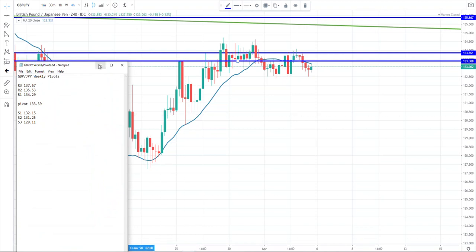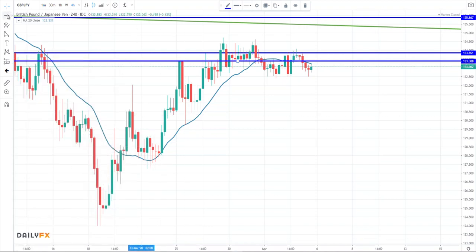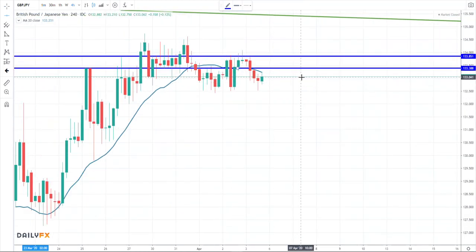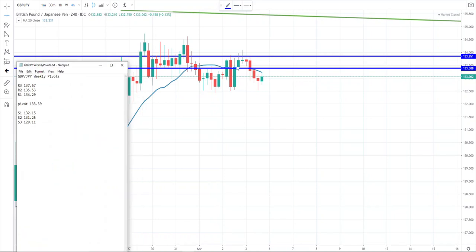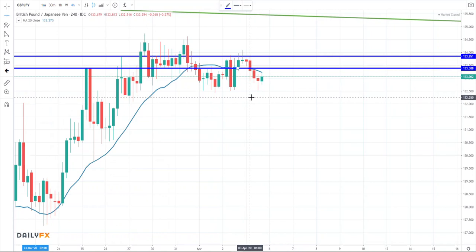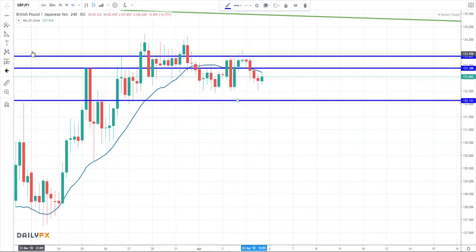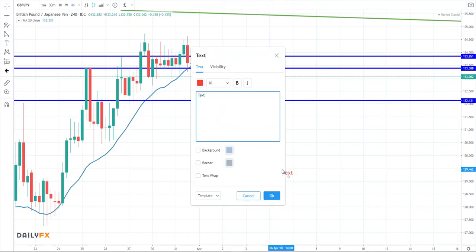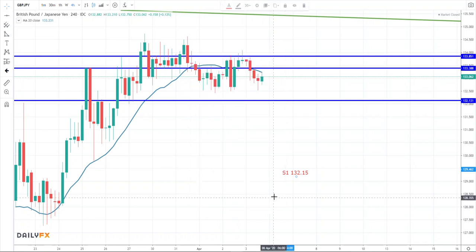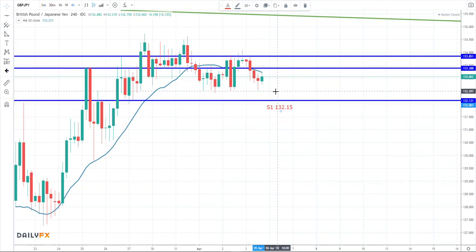Now, if price were to exceed that, 132.15 is our next support. S1 at 132.15. Okay, so if price keeps below this average, we should see it float down here. Now, once again, we look at our 4-hour candles, we see the same sort of price action.